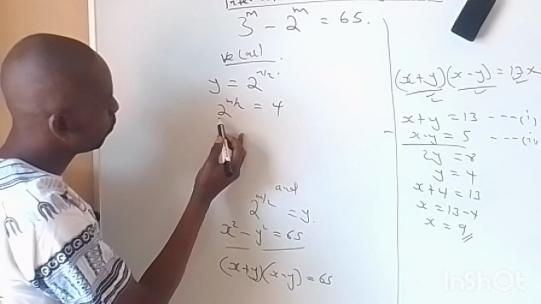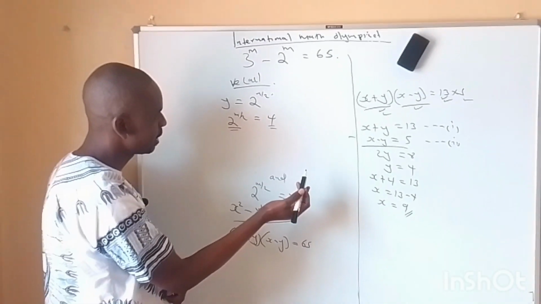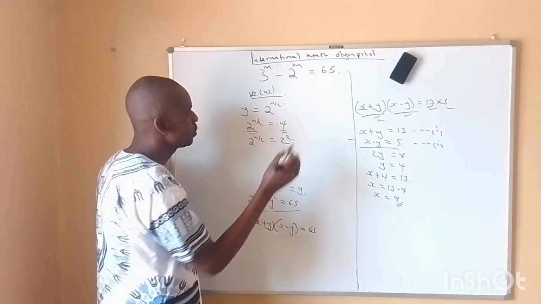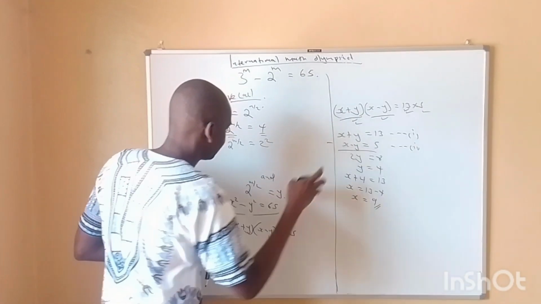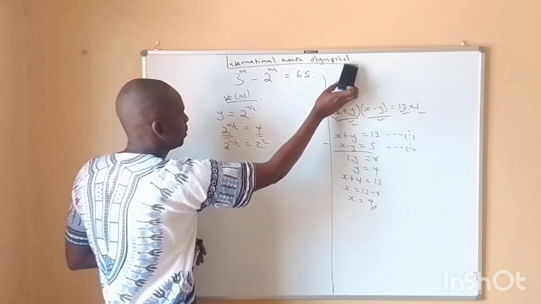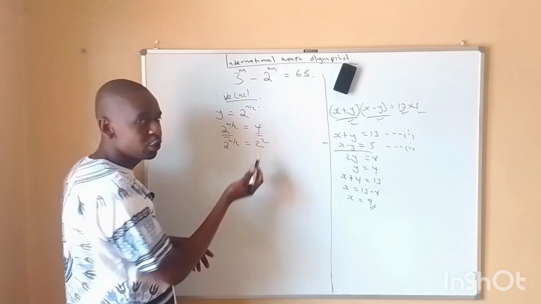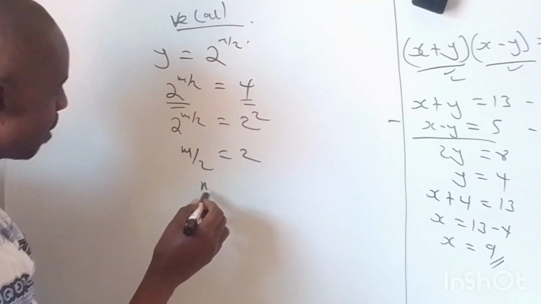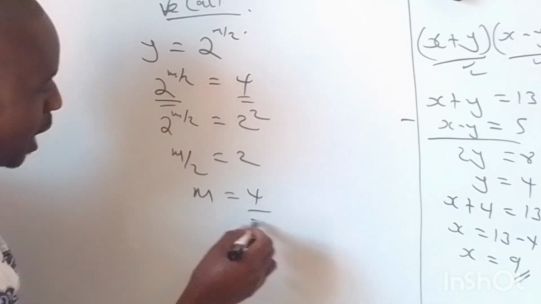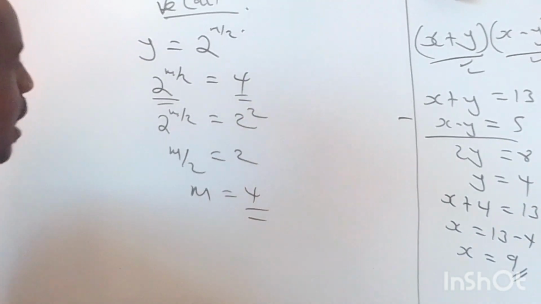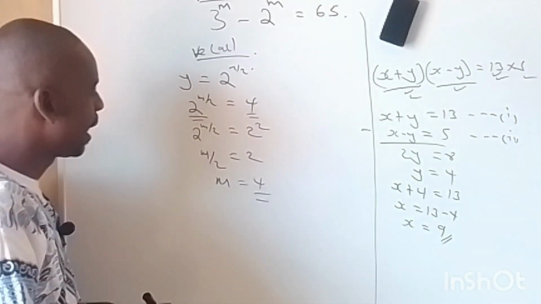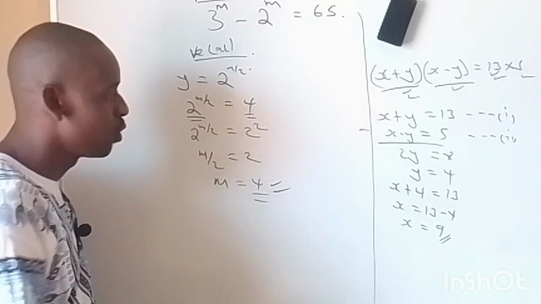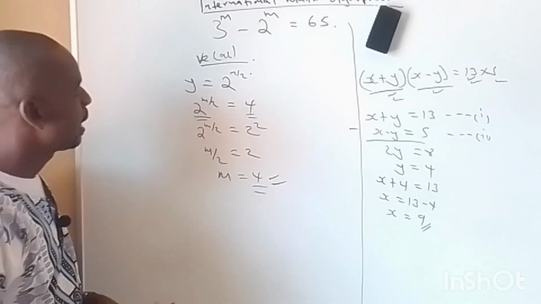Then remember, if you're dealing with indices, the bases must be the same. So 2 raised to m over 2 is equal to 2 raised to 2. So we compare the indices. So m over 2 is equal to 2 and our value of m is equal to 4, as you can see. When you also use the other value to test, which is x, which is 9, the same answer you'll get is 4. So that is the answer that we are asked for.